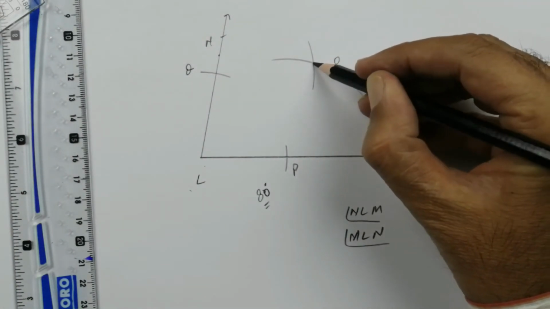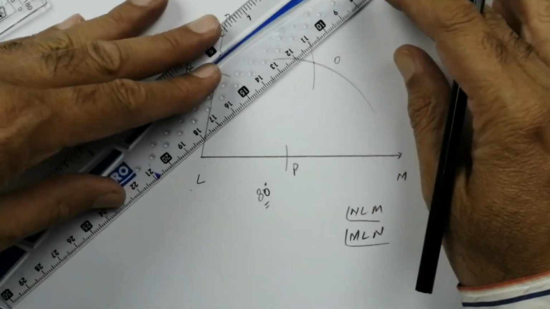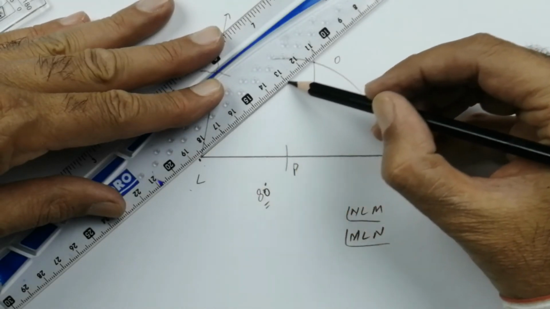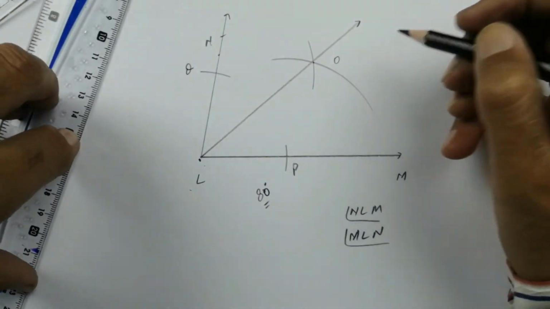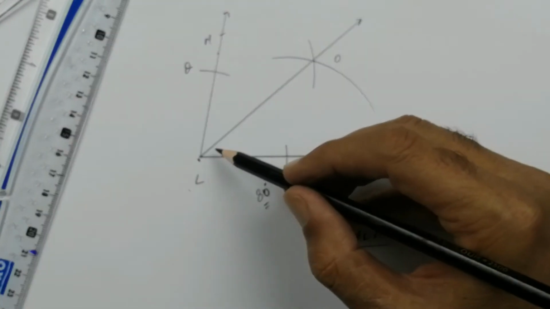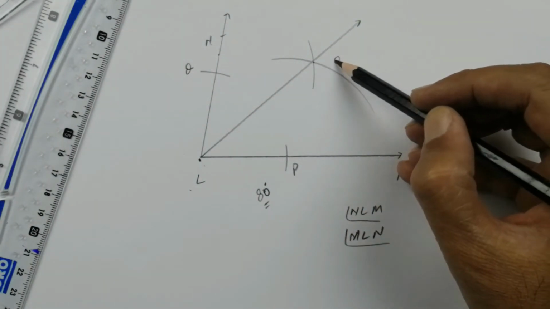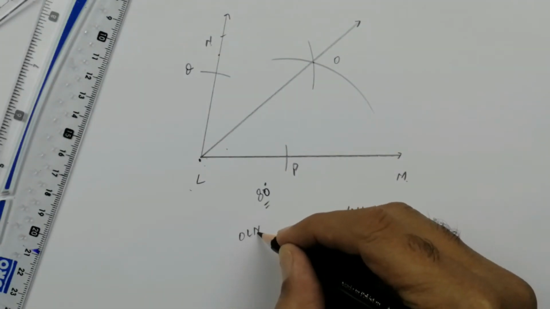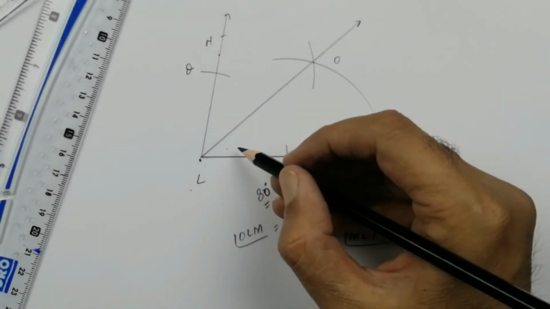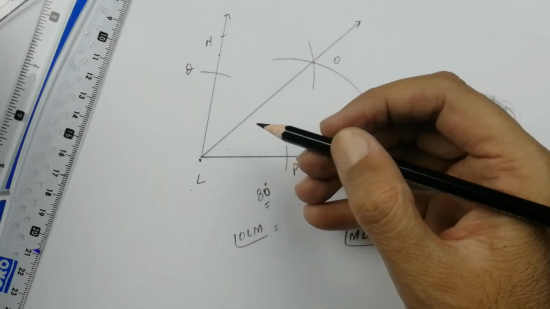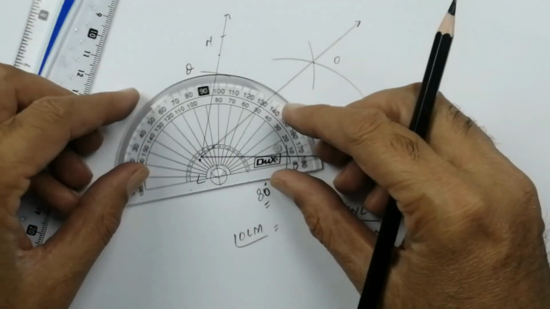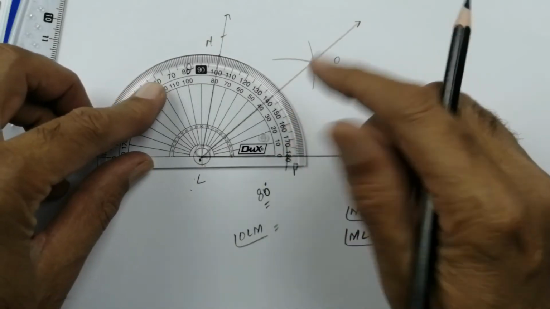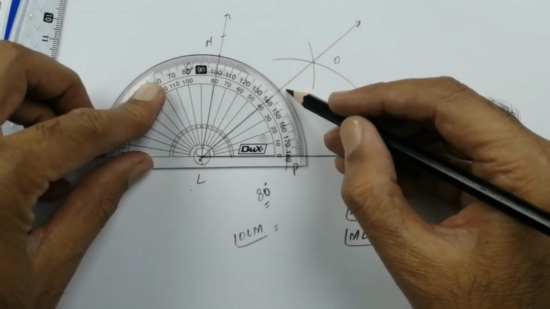Simply join the intersecting point with L, your vertex, right? So this is your angle bisector. Now OLM is a bisector. After bisecting, what will be the angle OLM? It must be equal to 40 degrees. Let's see with the help of the protractor. Just look here, that is exactly 40 degrees.